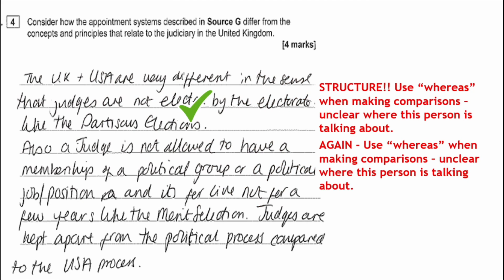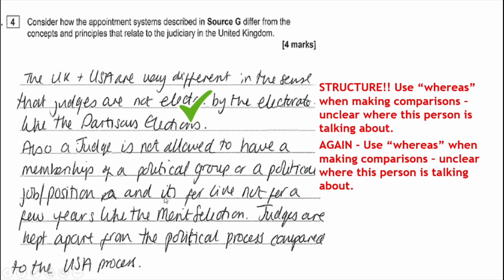In the second part of this person's response, they do not use the term whereas. This makes the comparison unclear. They say, also a judge is not allowed to have a membership of a political group or a political job or position. And it's for life, not for a few years like the merit selection. Again, it's unclear which country this person's talking about. A judge is not allowed to have membership of a political group or a political job or position. Which country do they mean? The UK or the USA? It's very unclear. And it's for life.